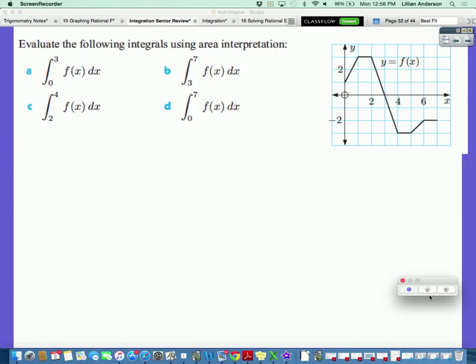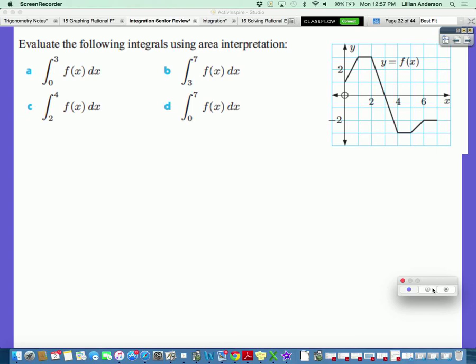What we're going to do is evaluate the following integrals using the area interpretation of this particular function that's given to us over here. Now, we are talking about area underneath the curve. These are some of your easier types of problems when dealing with the definite integral, because you can think old school area type of problems.